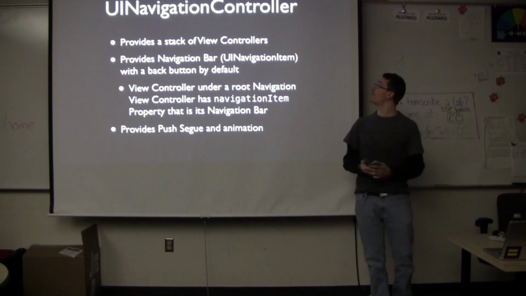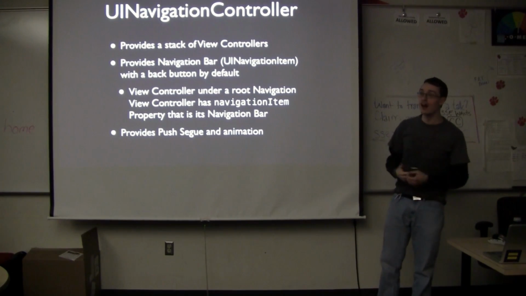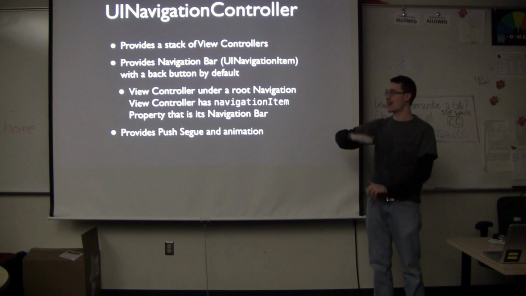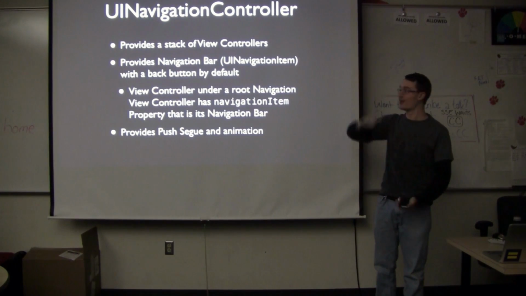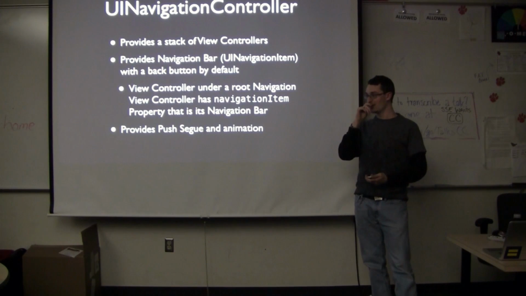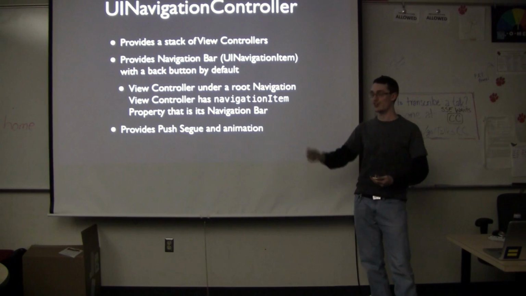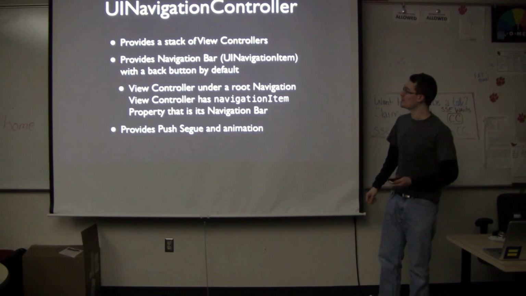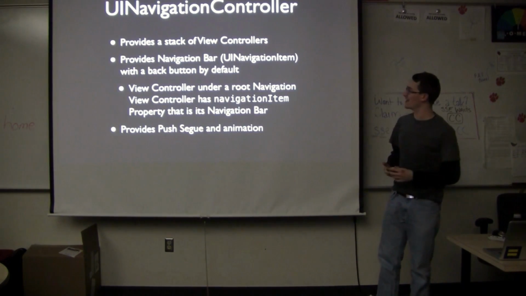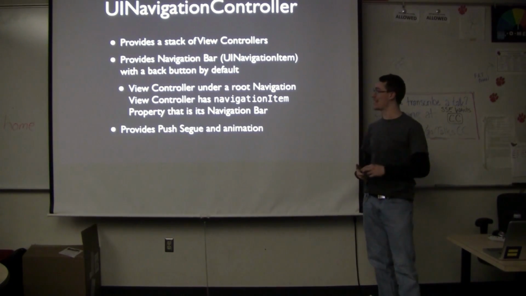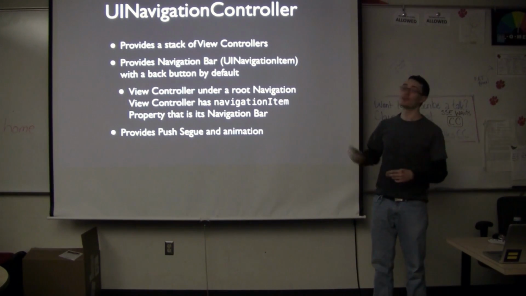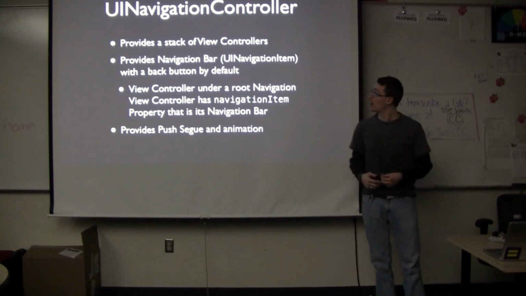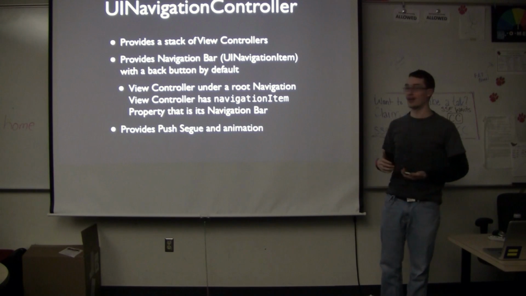Okay, so UI navigation view controller provides a stack of view controllers, so you can pile them on as many as you want, and it works just like the stack data structure, and you can pop them off. In fact, I believe the methods for programmatically pushing and popping view controllers onto the stack have push and pop in their name. But I don't remember 100%. They do? Yeah. They have push and pop in their name. It's a stack. By default, it provides the navigation bar up top, which is an instance of UI navigation item, and it has a back button by default.